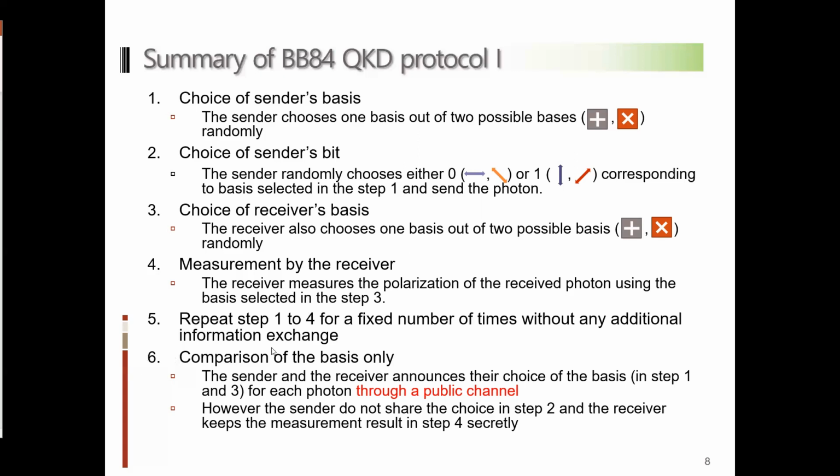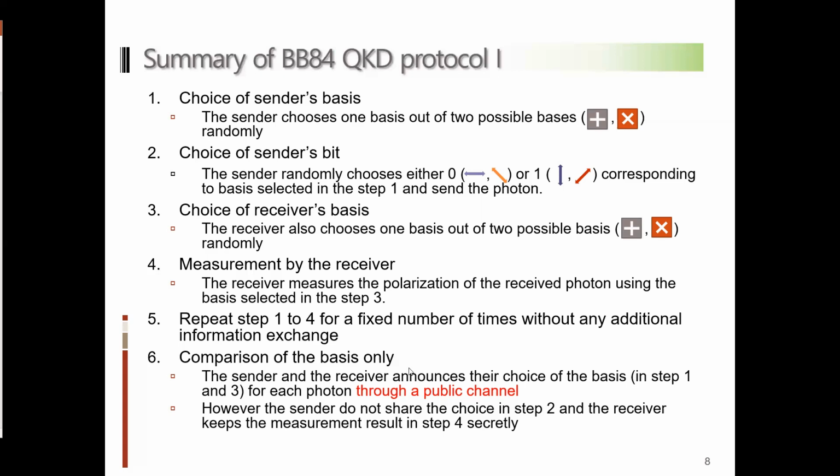Once the transmission is done, Bob and Alice announce what kind of basis they chose for each photon. This announcement can be done through a public channel, but they never tell what kind of value Alice sent, or what kind of value Bob received, for each photon. So that's the common procedure.